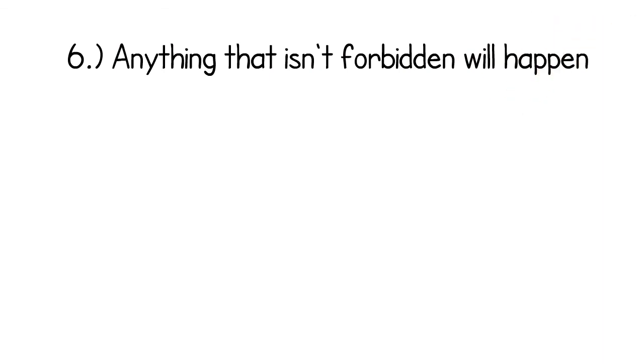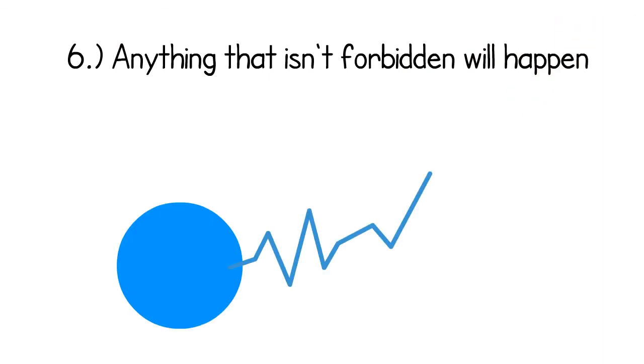6. Anything that isn't forbidden will happen. If one particle has an infinite number of ways to travel between point A and point B, it will certainly take every single one of those infinite ways.